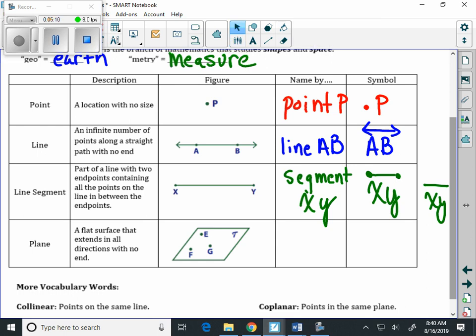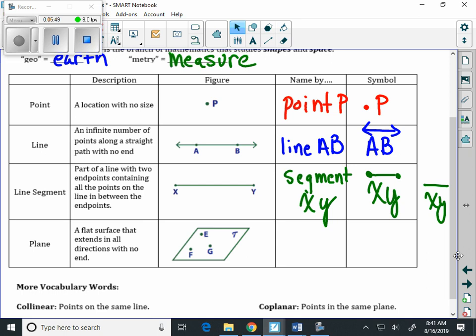And finally, a plane. And a plane is a flat surface that extends in all directions with no end. I like to think of a flat surface as a piece of paper. But the piece of paper can go this way, and this way, and that way, and that way. But it's a flat surface. By the way, a plane is named by 3 points in the plane.